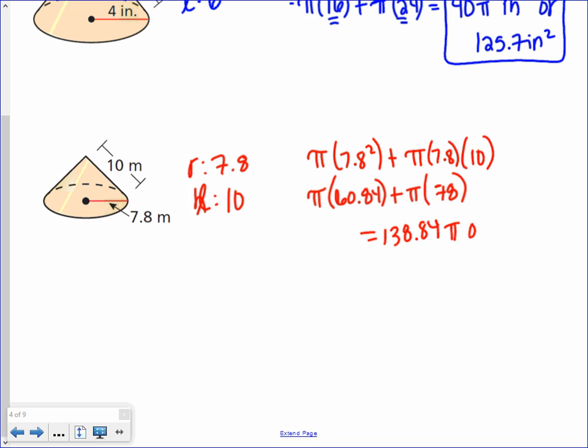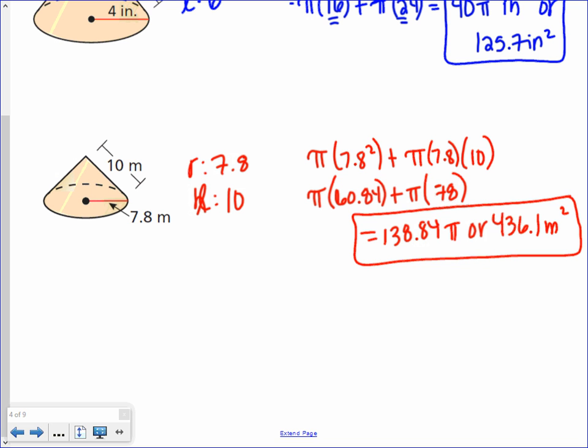So you can write it like that. Or times pi, who got it as a full decimal? 436.1 meters squared. Great.